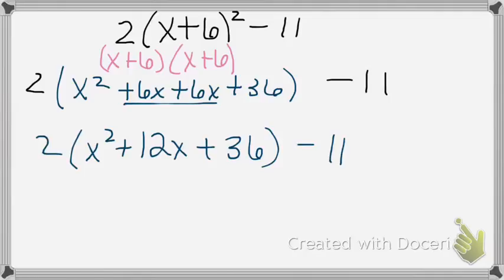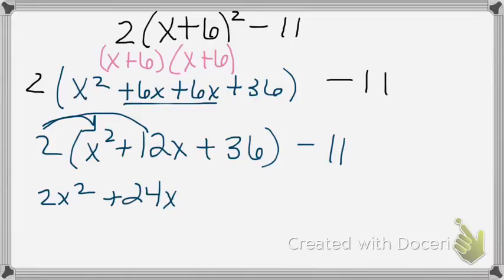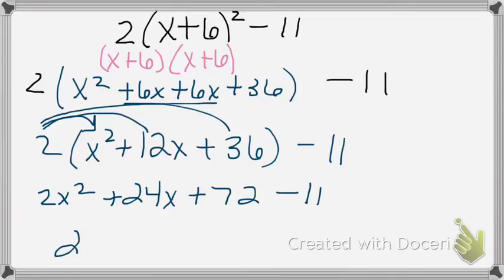Alright, so I'm going to leave this 11 to the end because I want to distribute this 2 now through to everything. So that becomes 2x squared. 2 times 12 is 24x. 2 times 36 is 72, minus your 11. So your final answer of this in standard form is 2x squared plus 24x, and then you have 72 minus 11, or 61. So there's your standard form for number 2. 2x squared plus 24x plus 61.